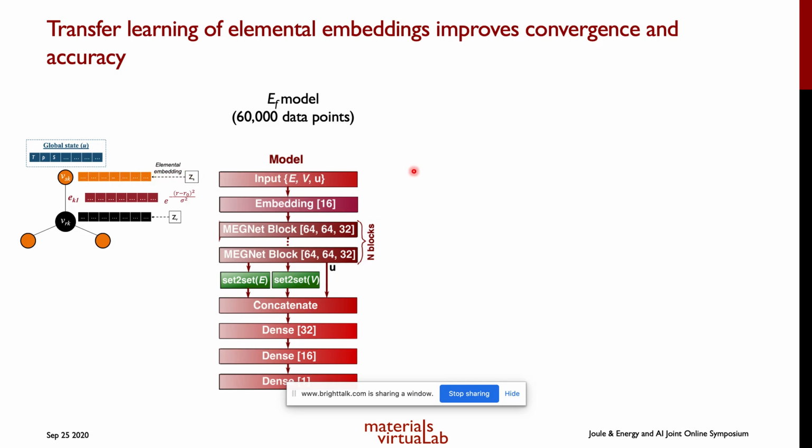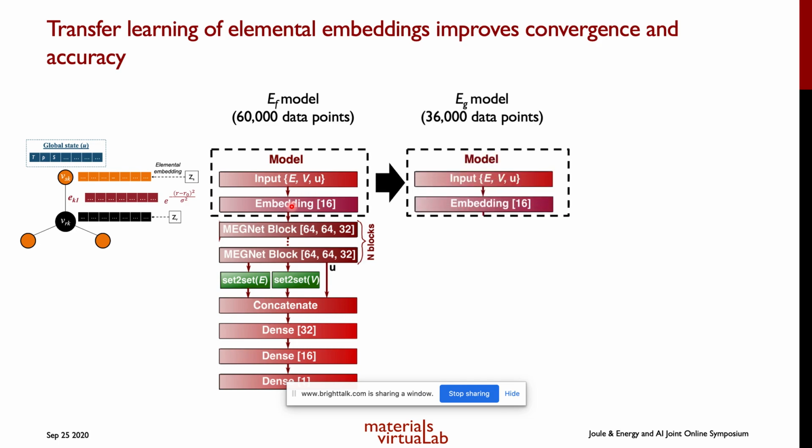And when we train our formation energy, what we learn is this embedding vector that is a representation of all the different elements in the periodic table. What we found was that this embedding is actually transferable from our formation energy model to other models of lower data, smaller data sets.